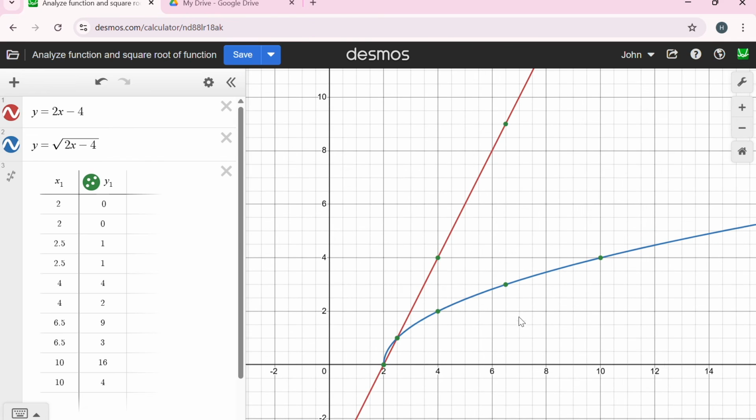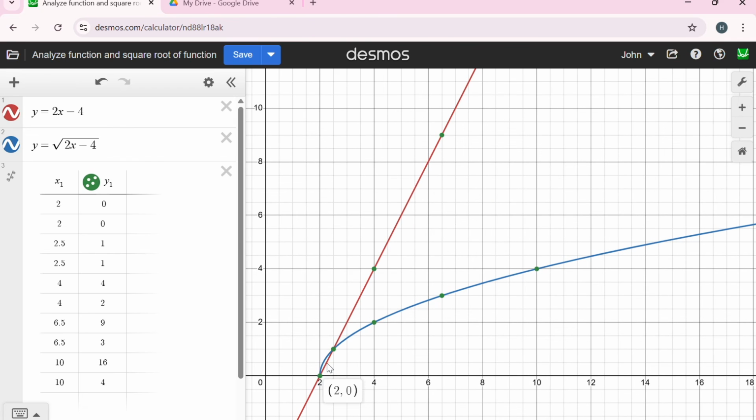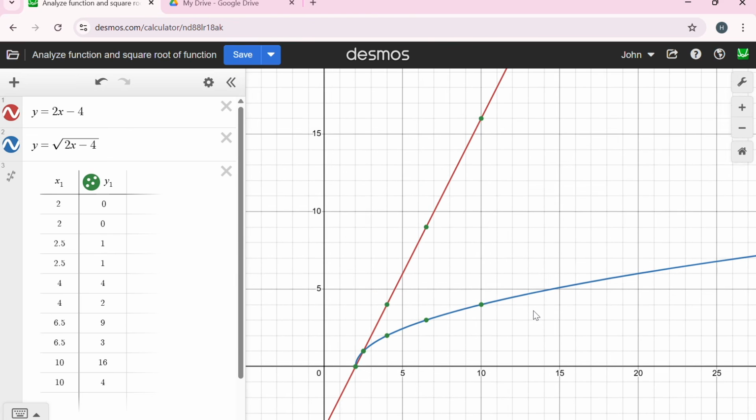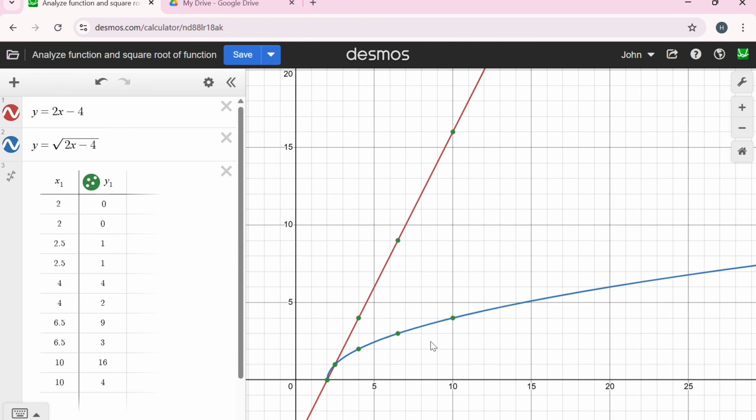If I keep going here, I have my two invariant points. I have 4, 4, 4, 2. Well, here, 6.5 and 9 on the linear function, I should expect 6.5 and 3 on the square root of the function. Let's keep zooming out. Last one I'll show you. You get the point here.